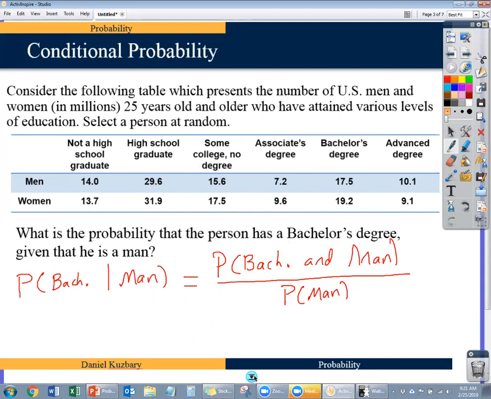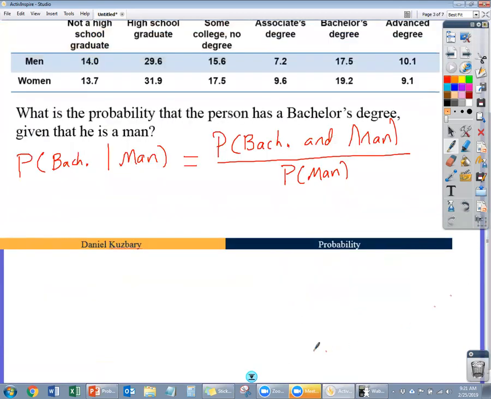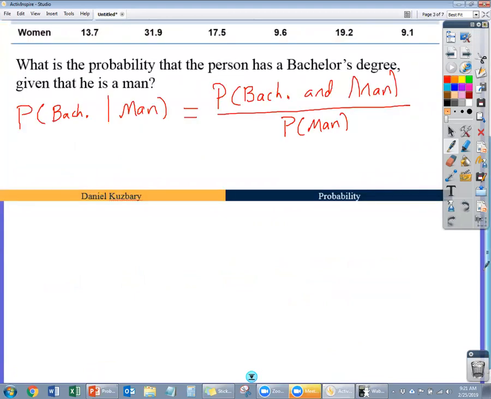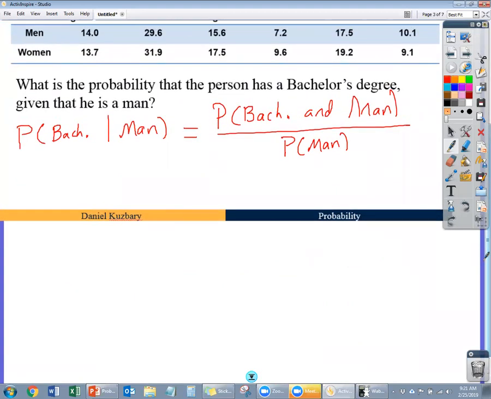So neither of those are going to be too hard to find. I'm going to need a little bit more room. So I'm going to find each one of those separately, and then I'm going to come back to the conditional probability. So let's start with the probability that I pick someone from this group with a bachelor's who is also a man. And to find that, I'm going to need the total group size down here, which I think is 25 million.